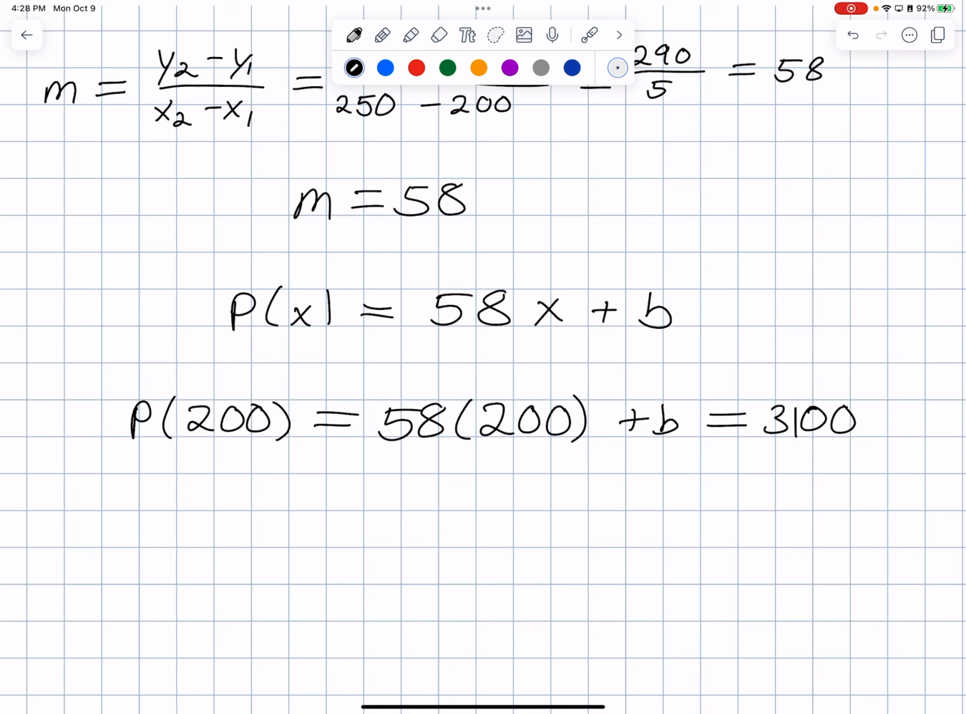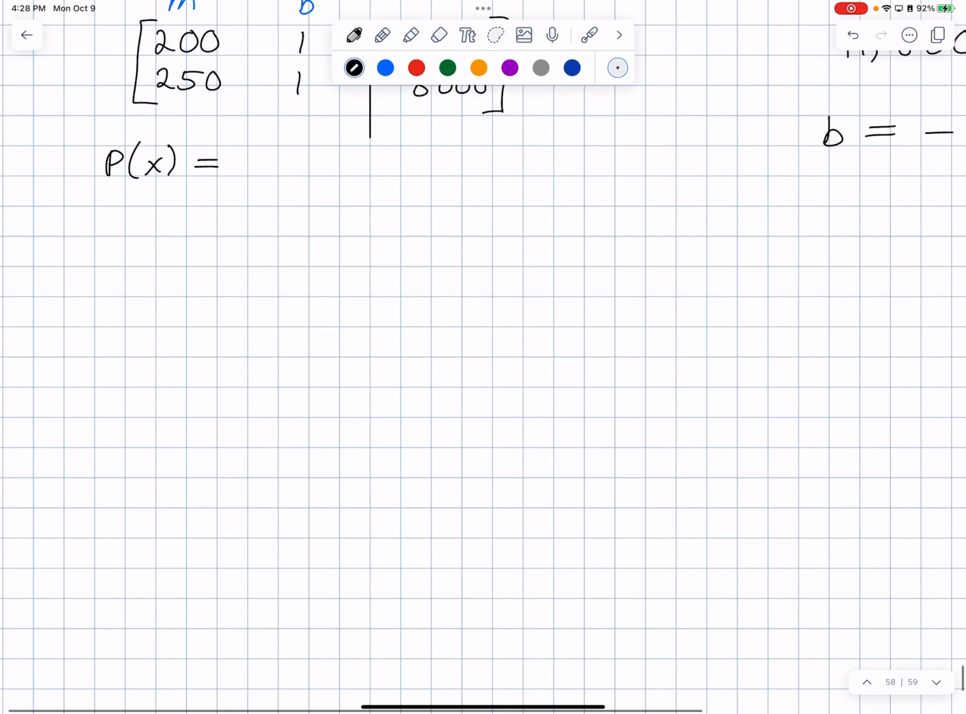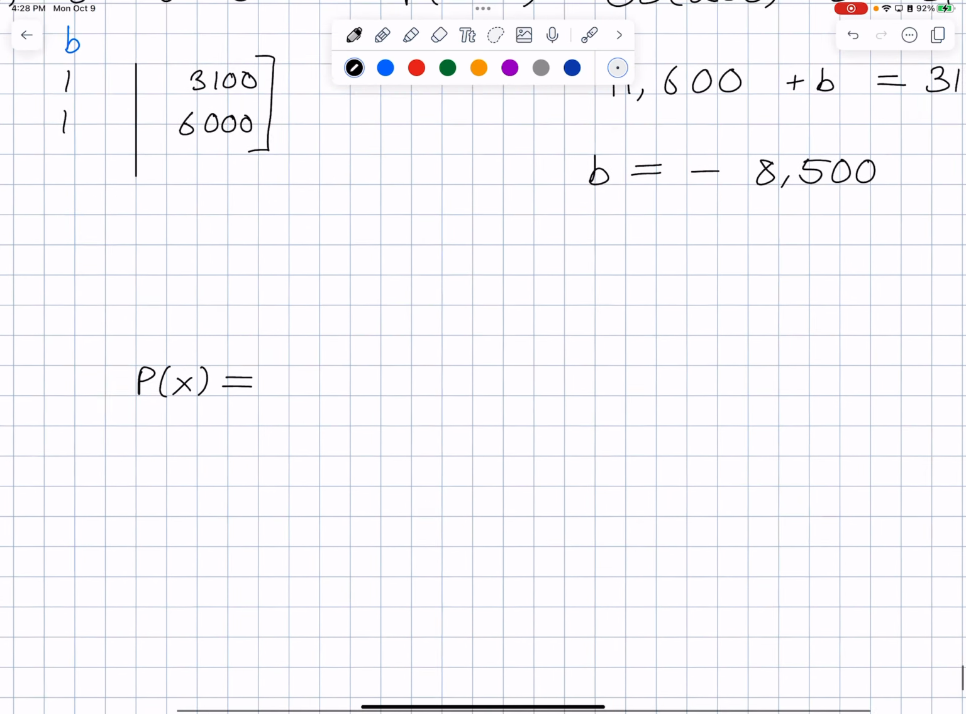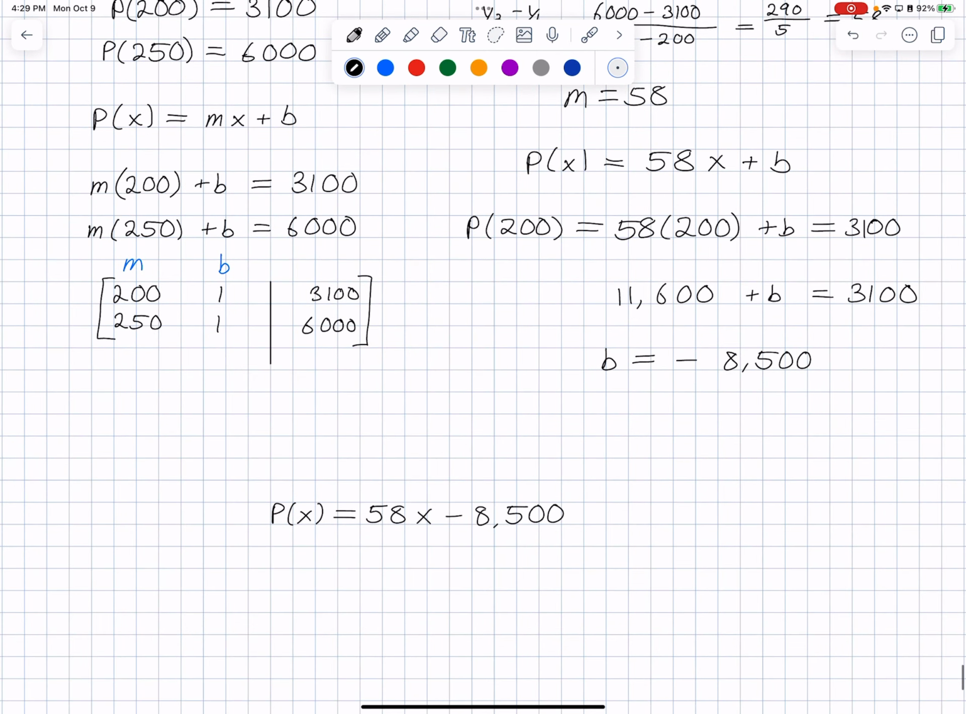So 58 times 200, let's see. That is 11,600 plus b is equal to 3,100. And then if I subtract 11,600 from both sides, I get b equals negative 8,500. Which means, final answer, I will put it below both of them because you can get it either way. The profit function is 58x minus 8,500. Questions?